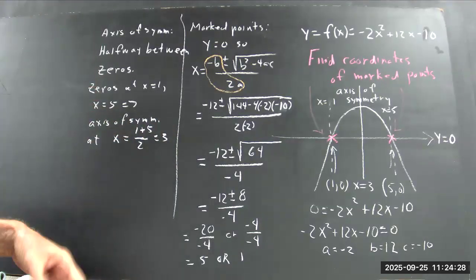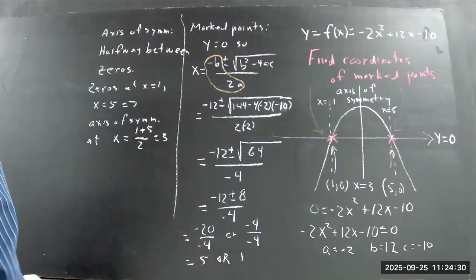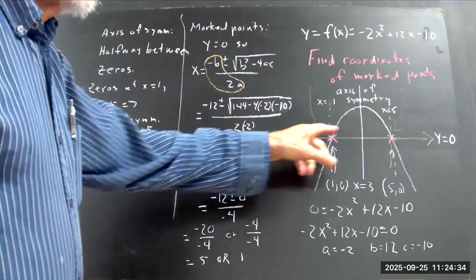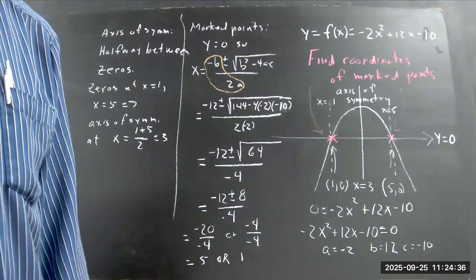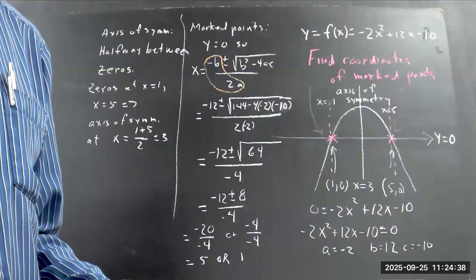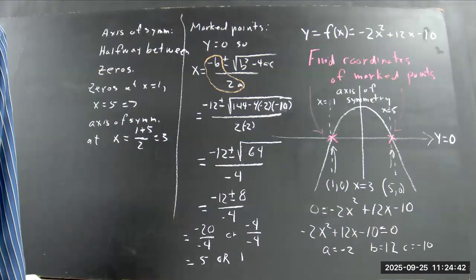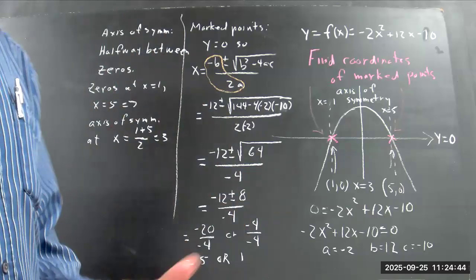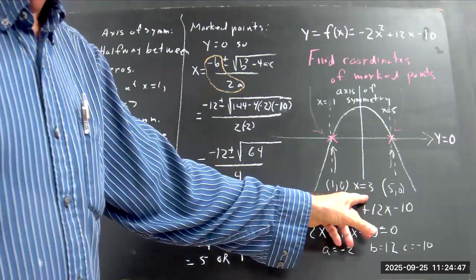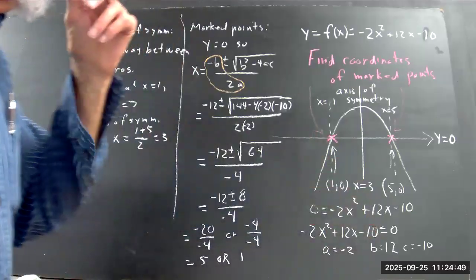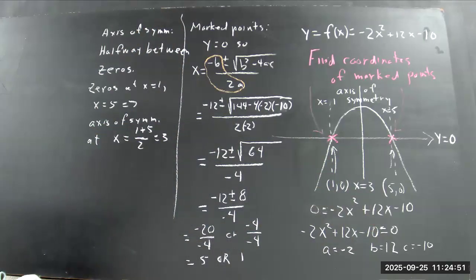Axis of symmetry is halfway between. To get the number halfway between two numbers, you can add them and divide by 2. You don't need to do that if you got 1 and 5. You can tell that 3 is halfway between there if you have any number sense at all. If you don't, you can still do the addition. If you got more complicated numbers, it's not going to be obvious what this number ought to be, and then you can add and divide by 2.